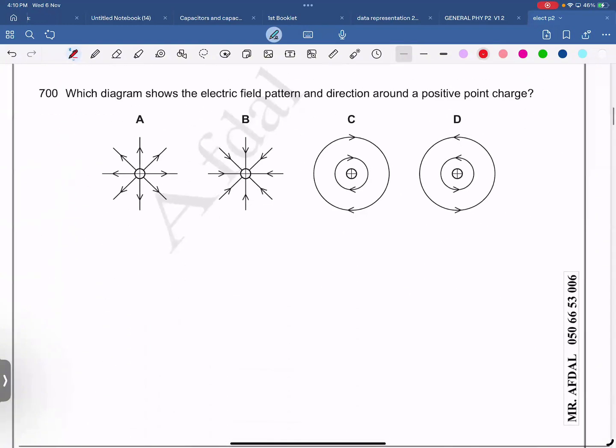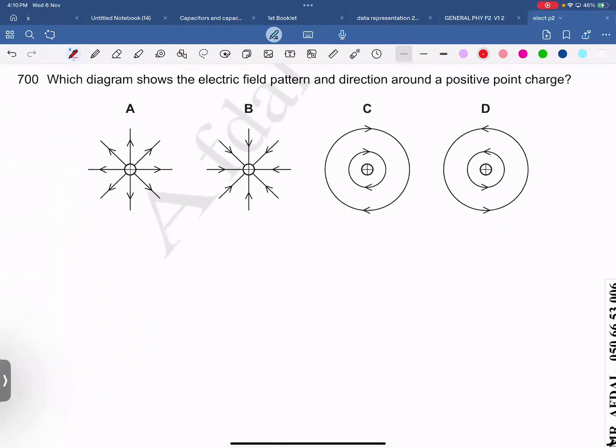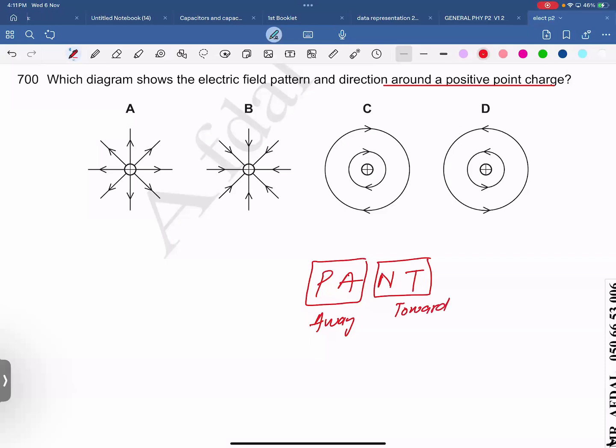Question number 700. Which diagram shows electric field pattern and direction of around the positive charge? Electric field, I gave you a mnemonic PA and T, pant. So PA means positive, the electric field is away. And T, negative is towards. So electric field is away from the positive charge, and these are the radial lines. It is option A. B and C and D are not radial lines. They are wrong. B is wrong direction. Option A is right.